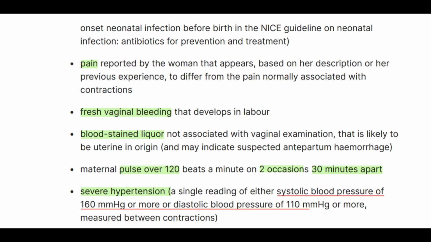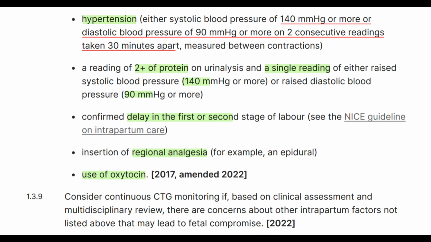Fresh vaginal bleeding that develops in labor. Bloodstained liquor not associated with vaginal examination that is likely to be uterine in origin and may indicate suspected antepartum hemorrhage. Maternal pulse over 120 beats a minute on 2 occasions 30 minutes apart. Severe hypertension, a single reading of either systolic blood pressure of 160 millimeters of mercury or more or diastolic blood pressure of 110 millimeters of mercury or more, measured between contractions.